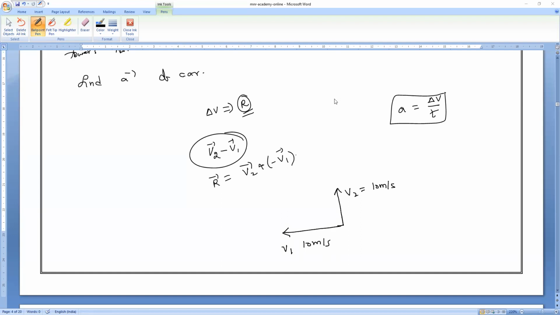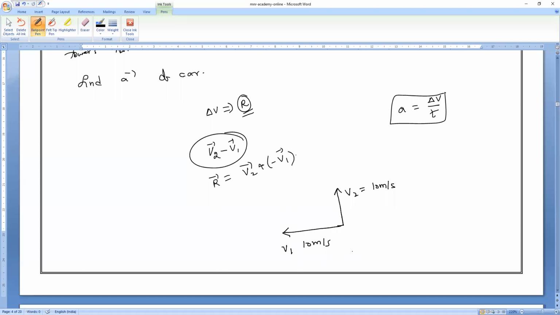Pradosh got 5 root 2. Wrong, Pradosh. 10 root 2 will you get. Verify once, Pradosh. 10 velocity divided by 2, very good. Then 2 root 2 will come. Divided by 2 means you won't get 5 root 2, 2 root 2 will come. Verify it. Sir, the answer is resultant velocity is 10 root 2. Okay, that's fine.